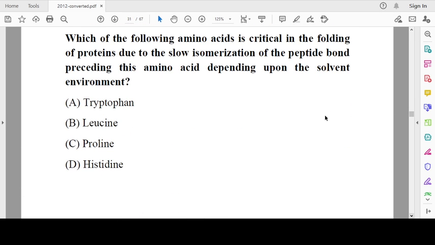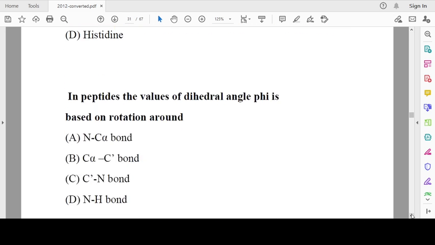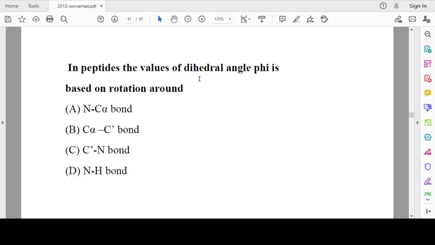The next question: which of the following amino acids is critical for folding of protein due to slow isomerization of the peptide bond preceding this amino acid, depending upon solvent environment? It is proline. Proline is the amino acid involved in folding of protein by slow isomerization of the peptide bond. In peptides, values around the dihedral angle. So you should study about this phi angle and psi angle, friends. It will definitely be asked, and phi angle is the rotation about the N-C alpha bond.